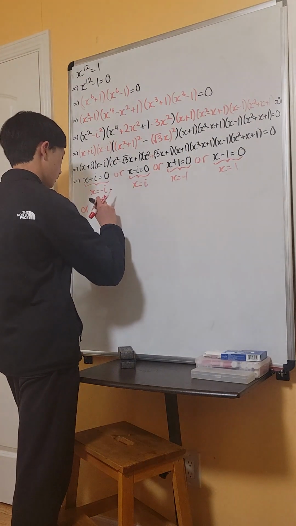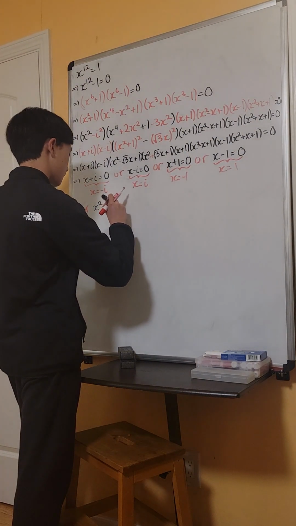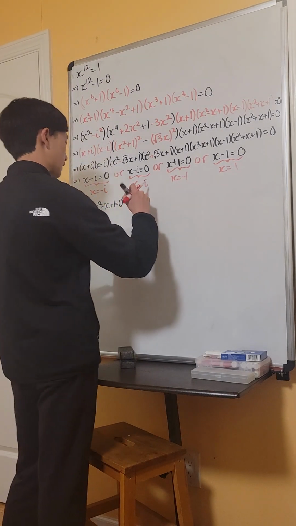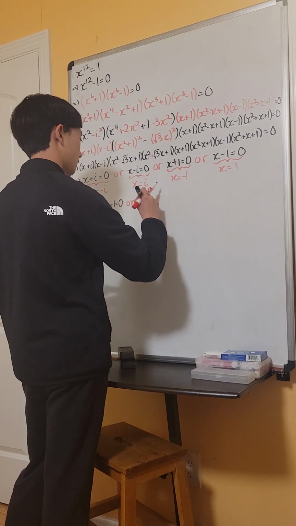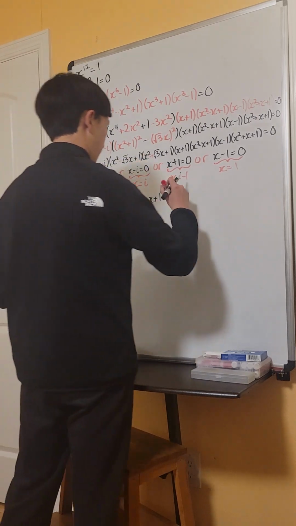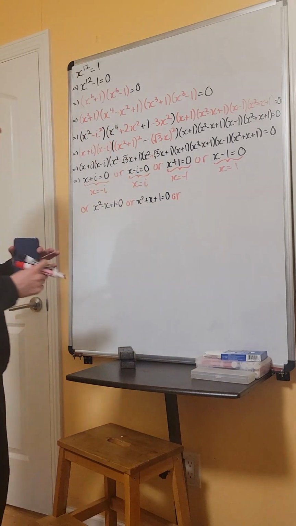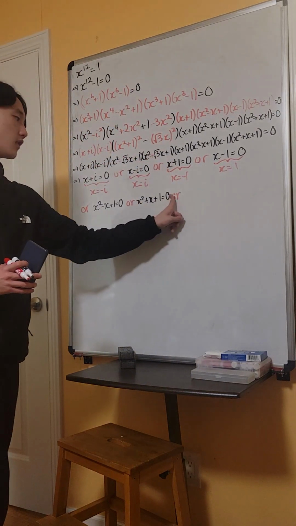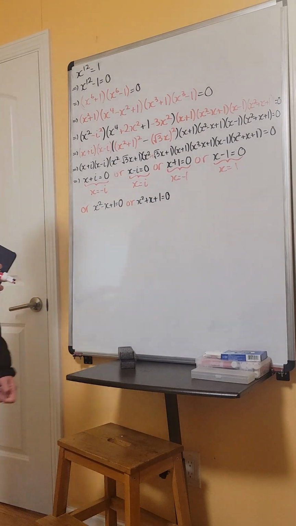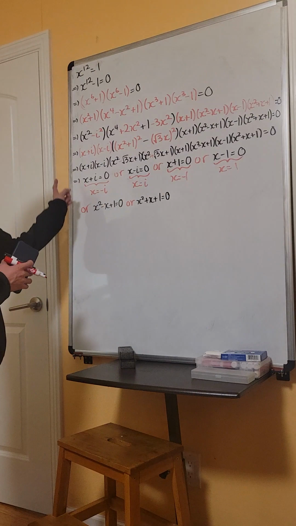x squared minus x plus 1 is equal to 0. Or x squared, and then the positive version, plus x plus 1 is equal to 0. Or... and then we have those two left, right? However, let's solve each of these individually first. This one, complete the square, right? Rewrite it.